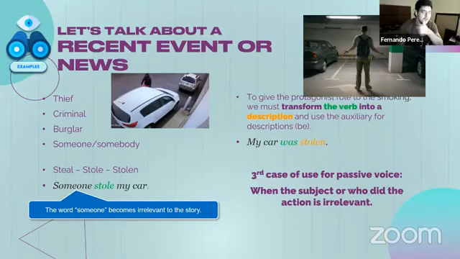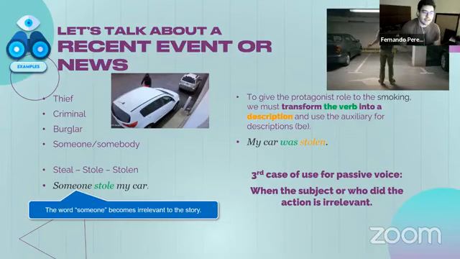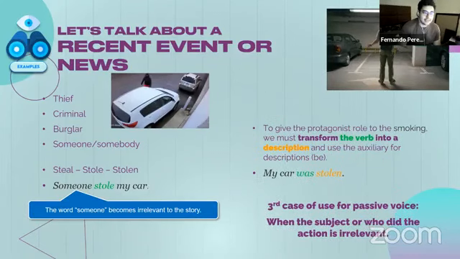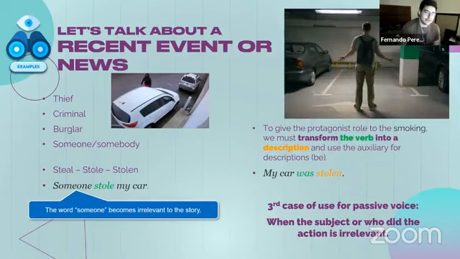The first one is when you want to give an intention or a stronger meaning to the subject. The second one is when the authority is too obvious. And the third one is when the doer is just irrelevant. It's better to use directly the affected object. And there we go, the three cases when you need to use passive voice.